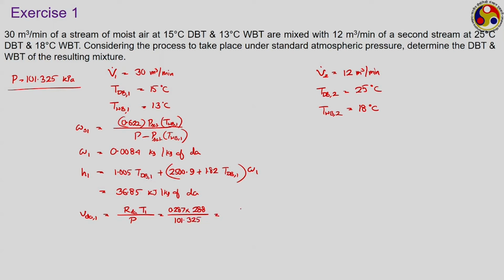So, we get specific volume to be equal to 0.827 meter cube per kg. This is for the dry air part only. Accordingly, the mass flow rate for this dry air part becomes the total volume flow rate for the mixture divided by specific volume for the dry air part. Now, volume flow rate is 30 meter cube per minute divided by 0.827 meter cube per kg, which comes to be equal to 36.2 kg per minute.